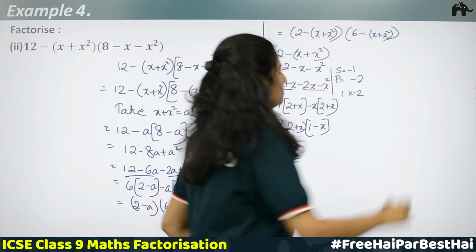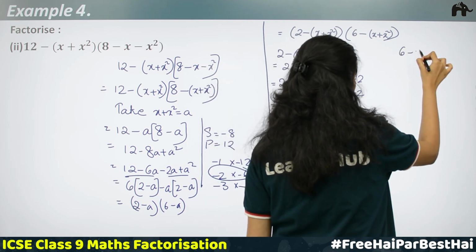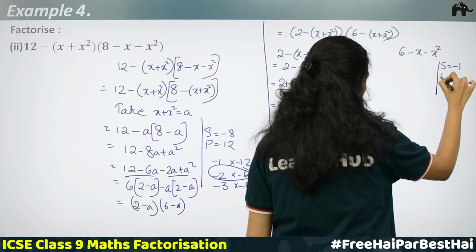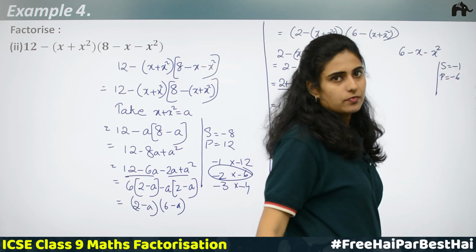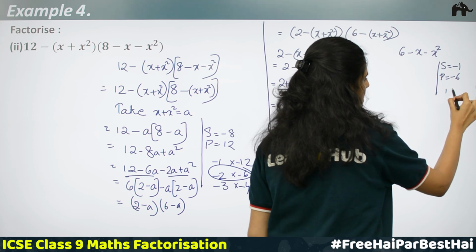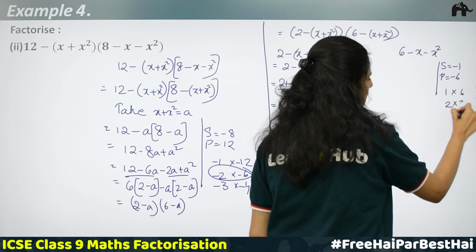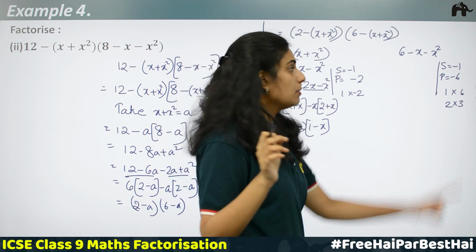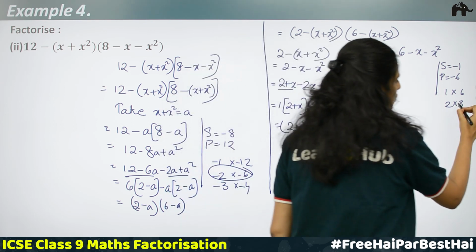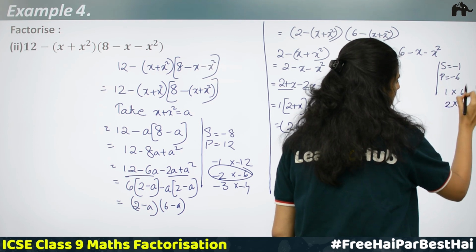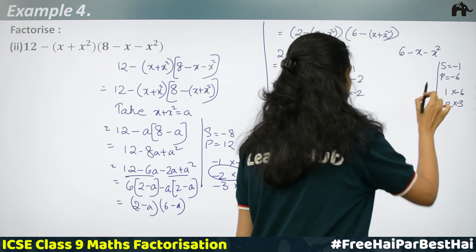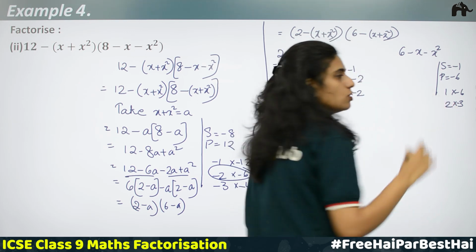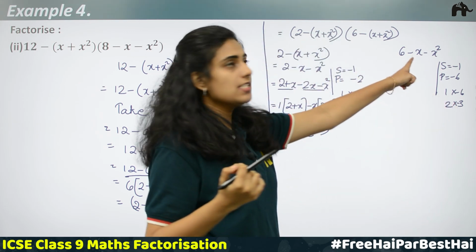Now the other part. Here you have 6 minus x square. The sum should be equal to minus 1 and product should be equal to minus 6. Okay, to get product minus 6, 1 into 6, 2 into 3. Here sum is negative, product is negative. One number will be negative and the negative number will be the greater one. So here 2 into minus 3, 1 into minus 6. Okay, now we have to get the sum to be equal to minus 1. So minus 3 and 2 will be giving you the sum to be minus 1.